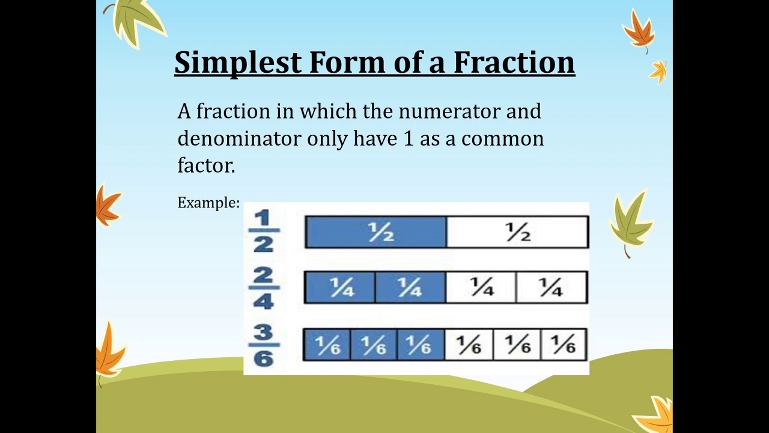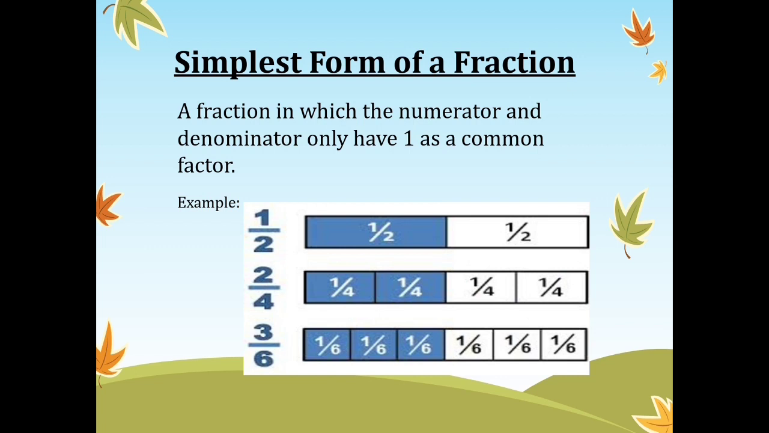Now, simplest form of a fraction. A fraction in which the numerator and the denominator only have 1 as a common factor. It means when you have a fraction with the numerator and denominator having 1 as a common factor. For example, 1 upon 2. Here, for the numerator and for the denominator, you are only having 1 as a common factor. So, it is in the simplest form.